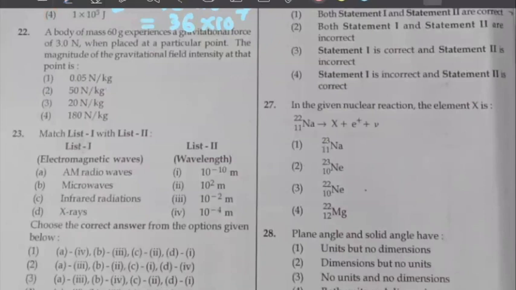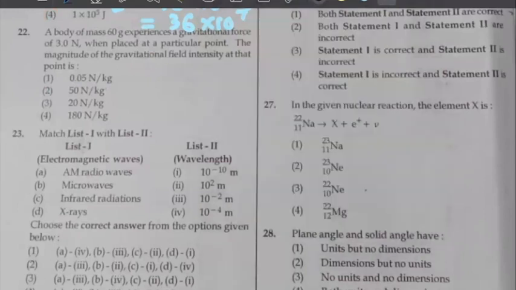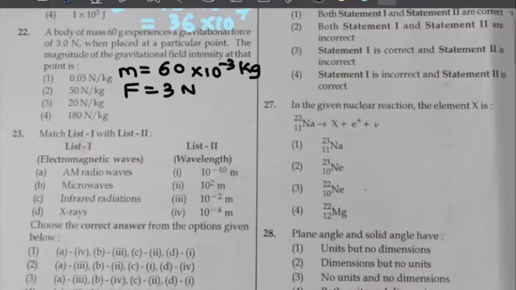Okay. The next one, a body of mass 60 grams. We can convert it to kilograms. Mass is 60 grams, which is 6 into 10 raised to minus 2 kg. It experiences a gravitational force of 3 newtons when placed at a particular point. The magnitude of the gravitational field intensity. They have given us the force is 3 newtons, and they want the gravitational field intensity at that point.